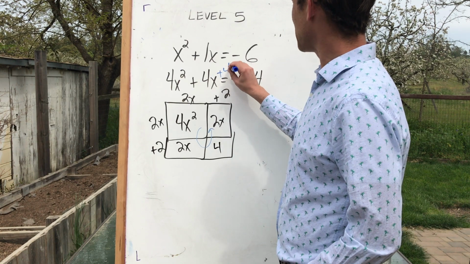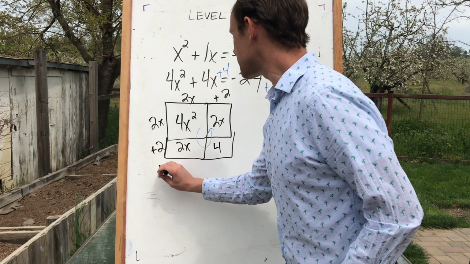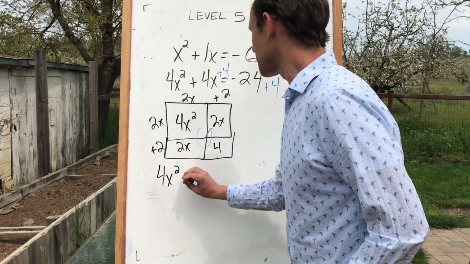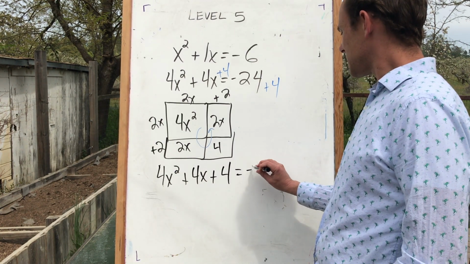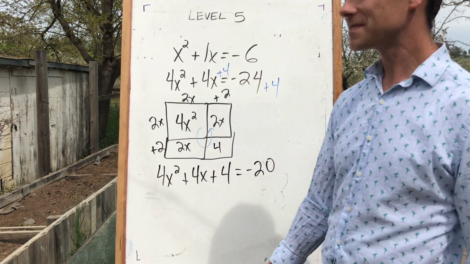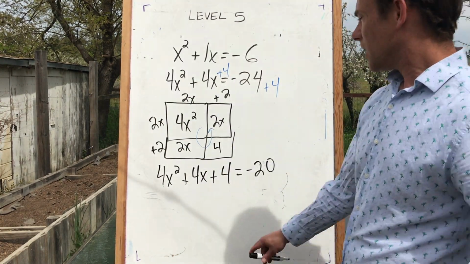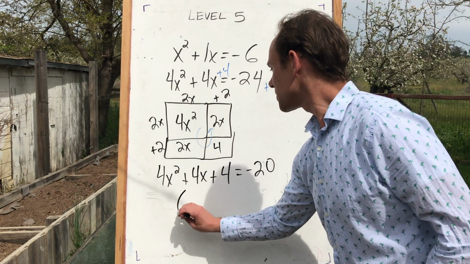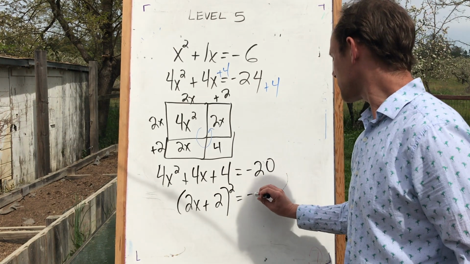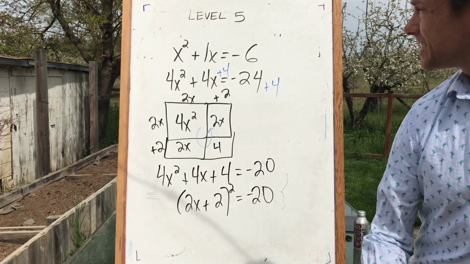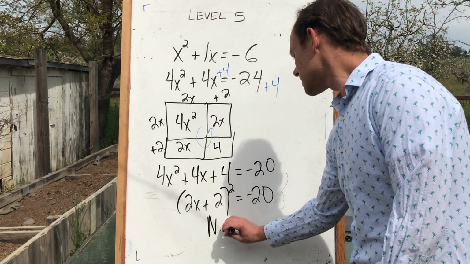So what I'm going to do is add 4 to both sides. And down here we're going to go 4x squared plus 4x plus 4 is equal to negative 20. All right, lovely. So let's go (2x plus 2) squared is equal to negative 20. And ding, ding, ding, that is our no solution.